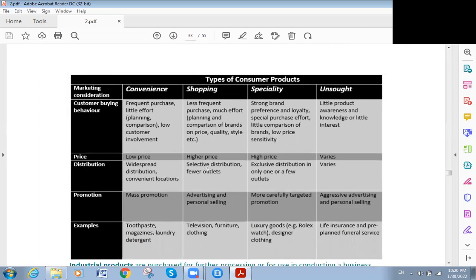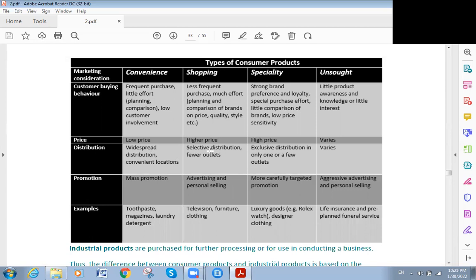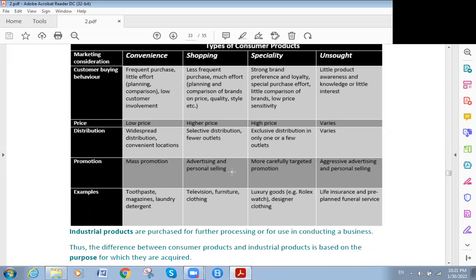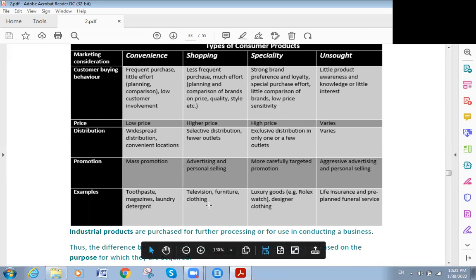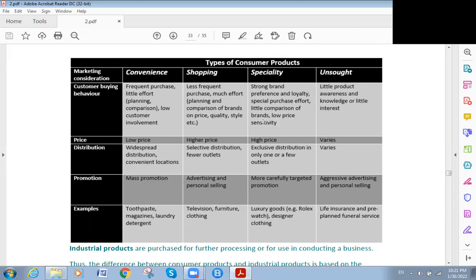Shopping, like we said, has selective distribution, fewer outlets. For example, pants or shirts or shoes from a specific brand. Advertising and personal selling are used here, and also mass promotion like TV, radio, and magazines. Television, furniture, and clothing, like we said, the pants and so on, are also shopping goods.